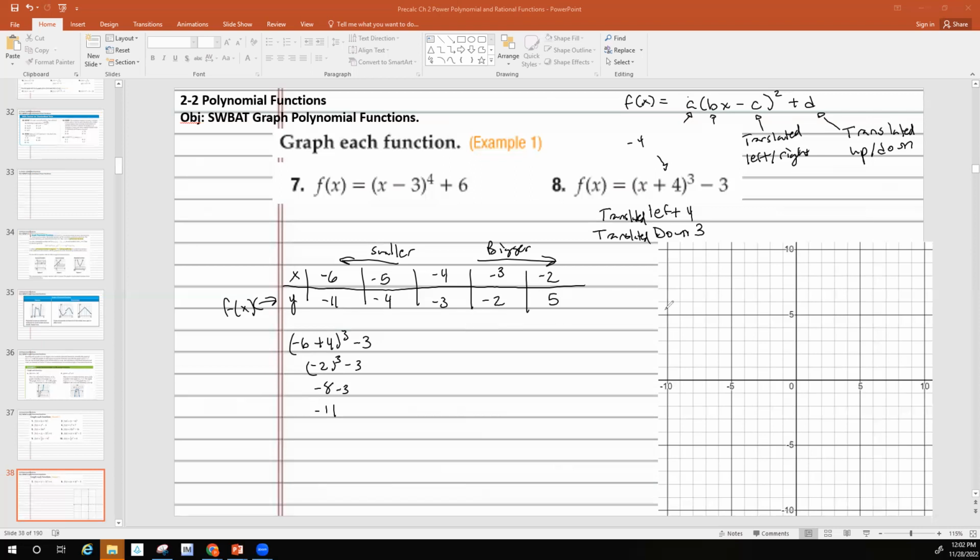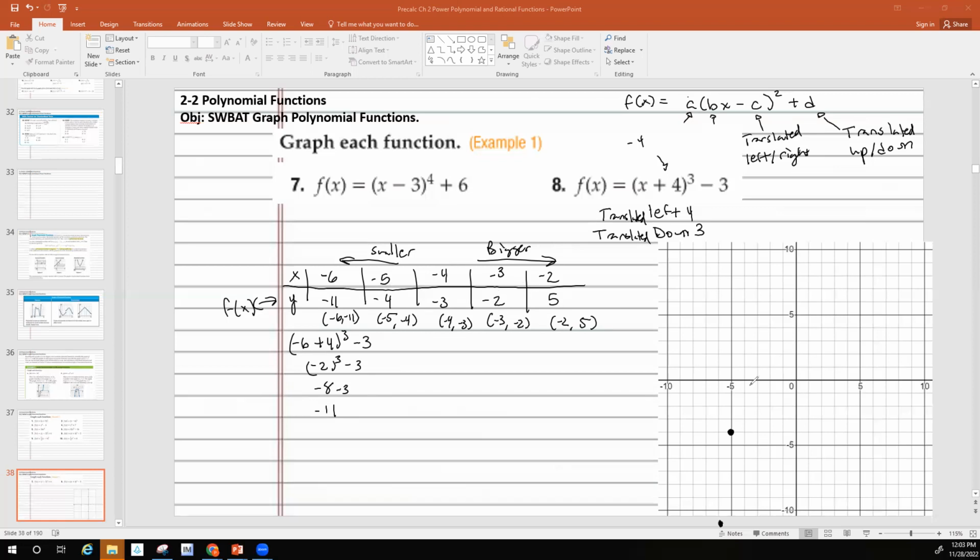So try that out. And then when you do, you go to the left 6, down 11, and then left 5, down 4. Remember, these are points: (-6, -11), (-5, -4), (-4, -3), (-3, -2), (-2, 5). Sometimes I forget about that, or before I used to forget about that, but it's really helpful to remember. Tables are just coordinates.